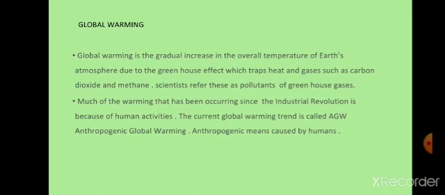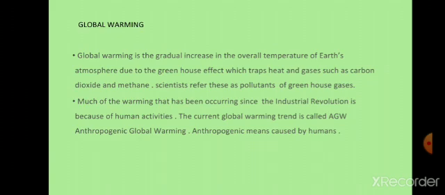Now we come to global warming. Global warming is the gradual increase in the overall temperature of Earth's atmosphere due to the greenhouse effect, which traps heat and gases such as carbon dioxide and methane. Scientists refer to these as pollutants or greenhouse gases. In another way, global warming is the temperature of Earth's surface, oceans, and atmosphere going up over tens of years.